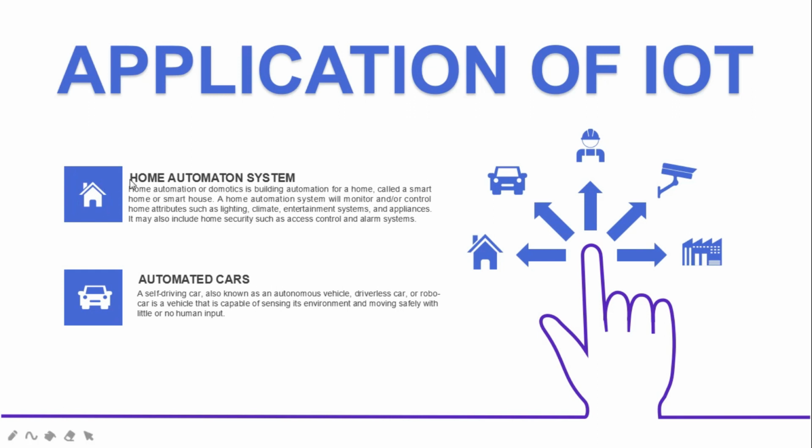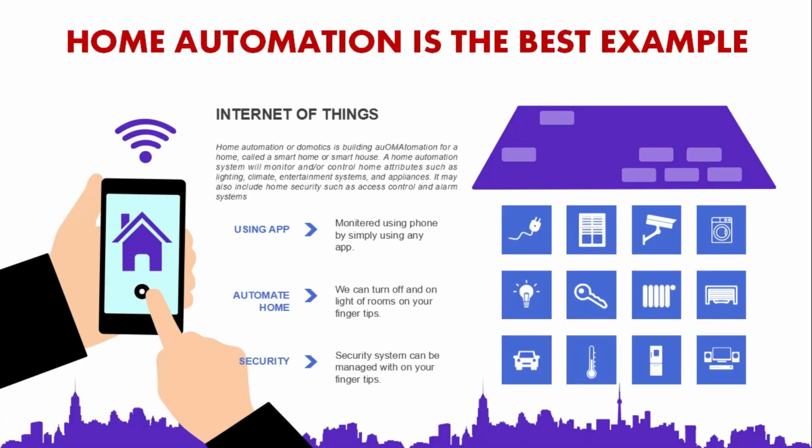I have also put some examples in this slide. Home automation is the best example of Internet of Things. Home automation, or domotics, is building automation for a home, called a smart home or smart house. If we want to turn off a light, we can turn it off with our fingertips. So that's so easy. A self-driving car, also known as an autonomous vehicle or driverless car, has no driver to handle the car. The car will automatically reach its destination. I have already given the best example, which is home automation.